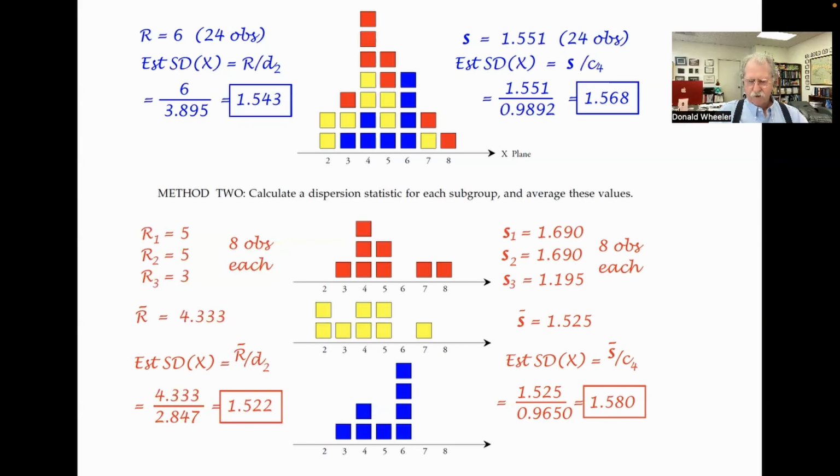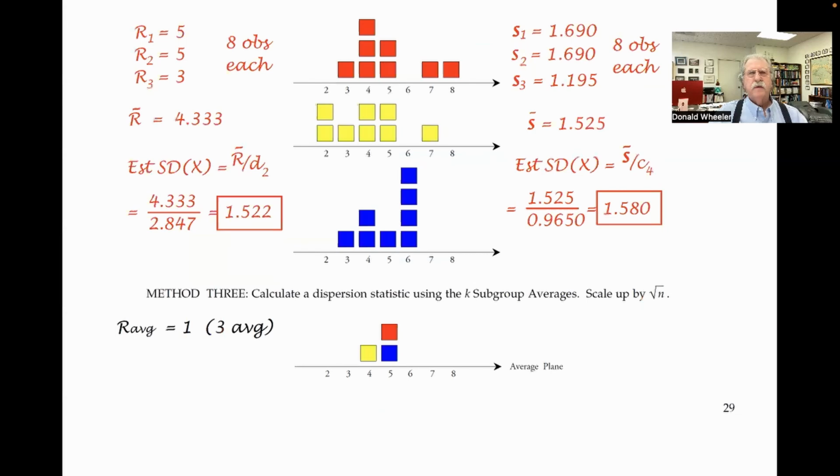What about method 3? Method 3, we start off on the X-bar plane. We have 3 subgroups, so we have 3 subgroup averages, each one of which is based on 8 observations. So we have 3 averages, and the range of this histogram on the X-bar plane is 1. So the range of the averages is 1.